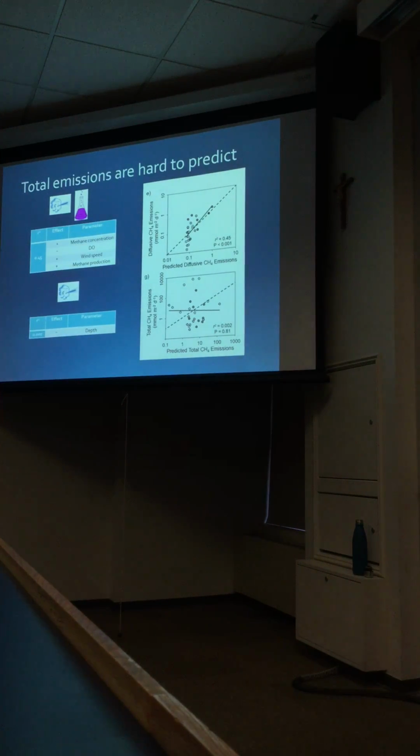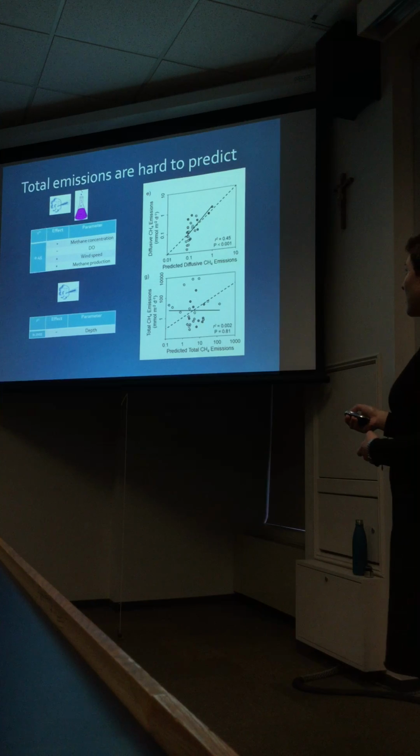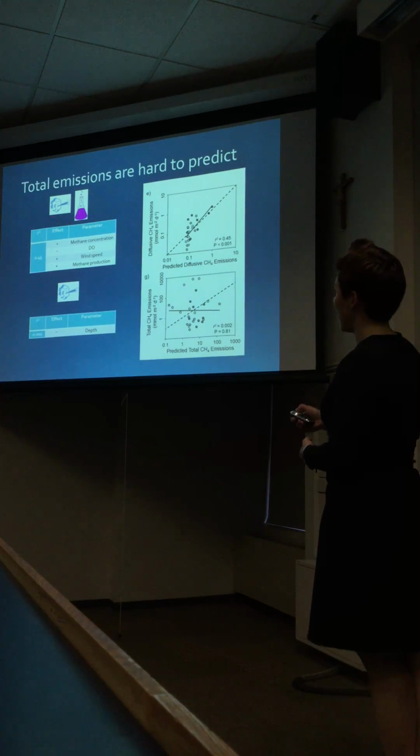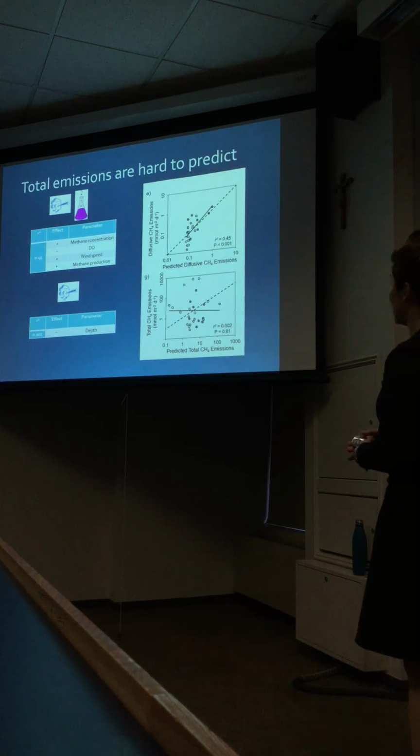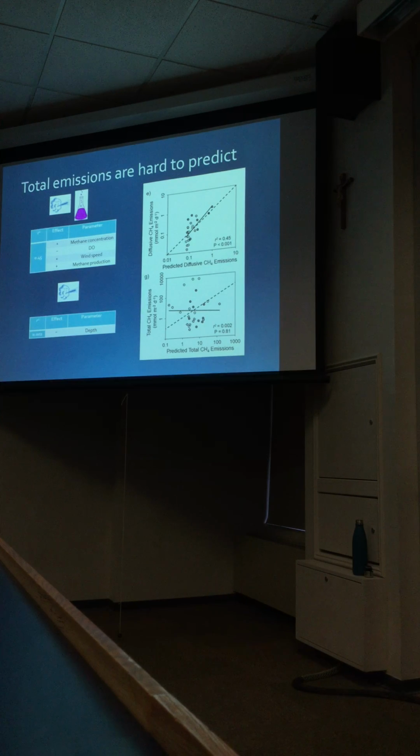So let's talk about diffusive emissions, right? And what we saw here is that methane concentration had that strong positive effect. Remember, the amount of methane that's in the water column, the more there is, the more likely it's going to diffuse to the atmosphere. Dissolved oxygen had a negative effect. Again, that means that more is oxidized, so it's removed before it has a chance to be emitted to the atmosphere. Wind speed tends to increase it because, again, it's stirring up that water column, getting more of that methane up into the atmosphere. And then methane production, of course, is a source. So here we were able to explain about 45% of the variation.